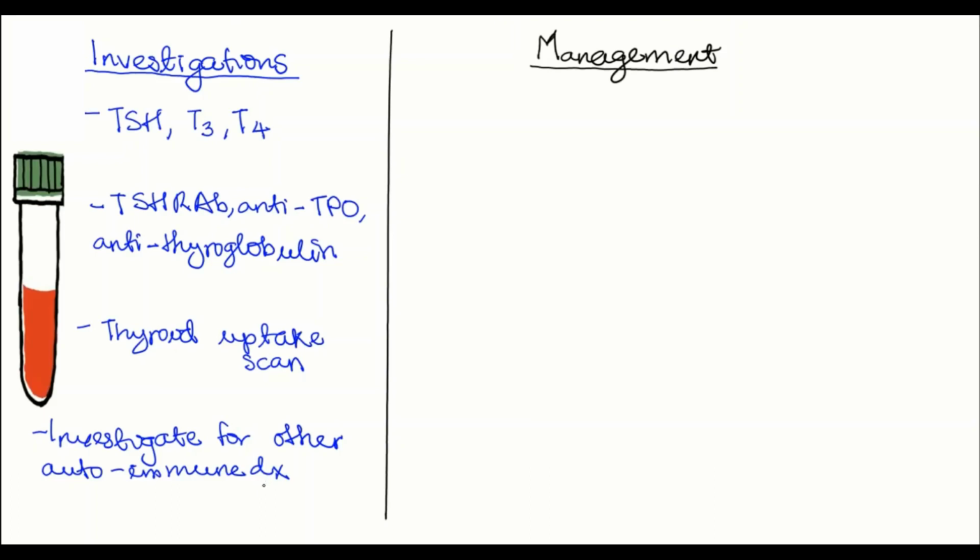Three management options exist. They are drugs, radioactive iodine, and surgery. The first choice of treatment usually varies by country or region. So let's look at drugs. Antithyroid drugs block the production of thyroid hormone, and examples of these are carbimazole, methimazole, and propylthiouracil. Propylthiouracil has the added advantage of blocking the peripheral conversion of T4 to T3. Because carbimazole and methimazole are also immunosuppressive, it is important to monitor patients while they are on these drugs.